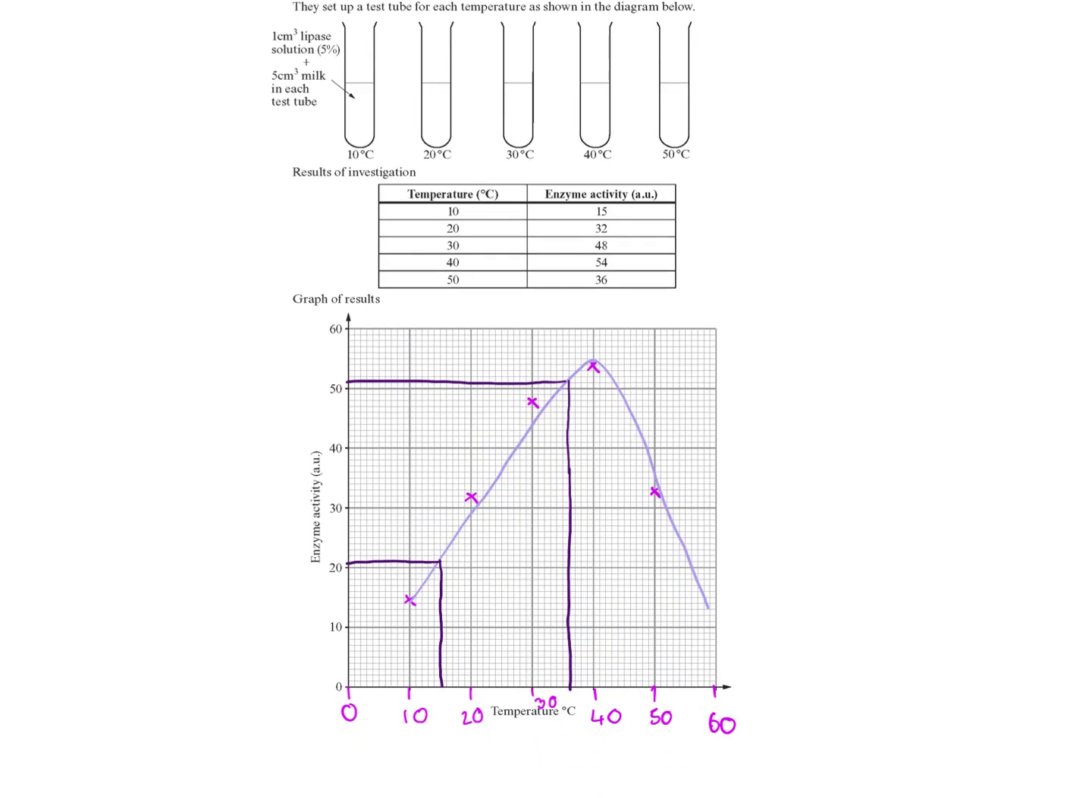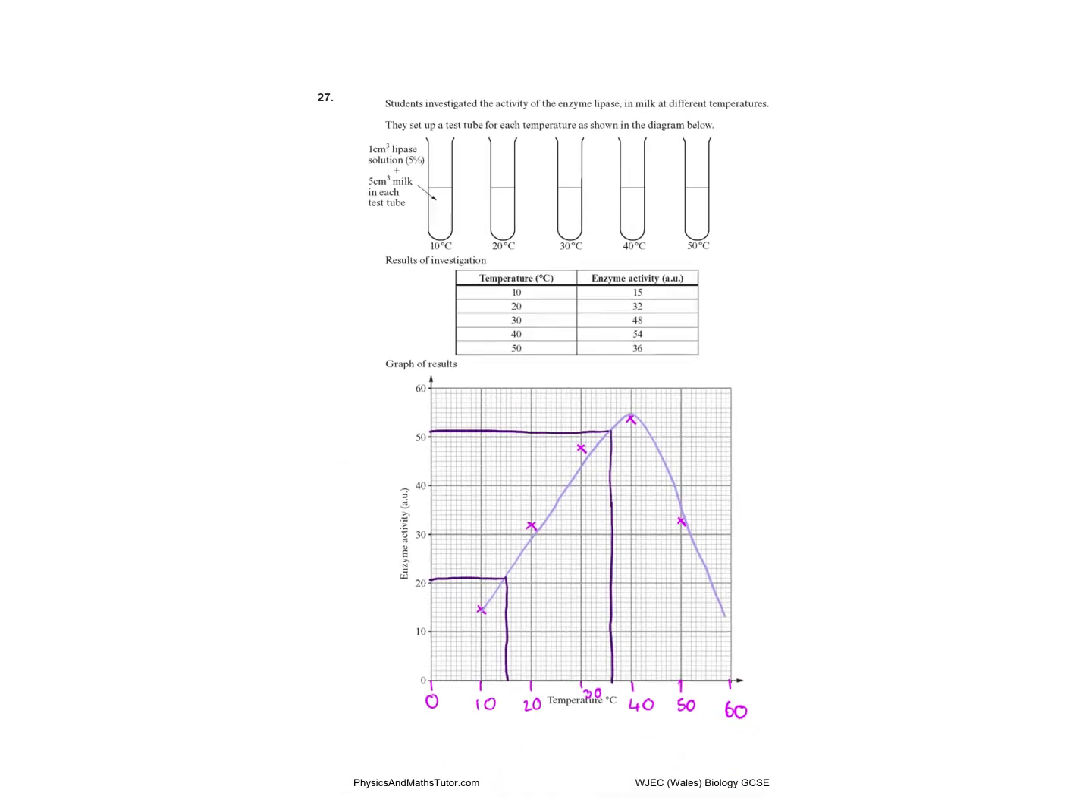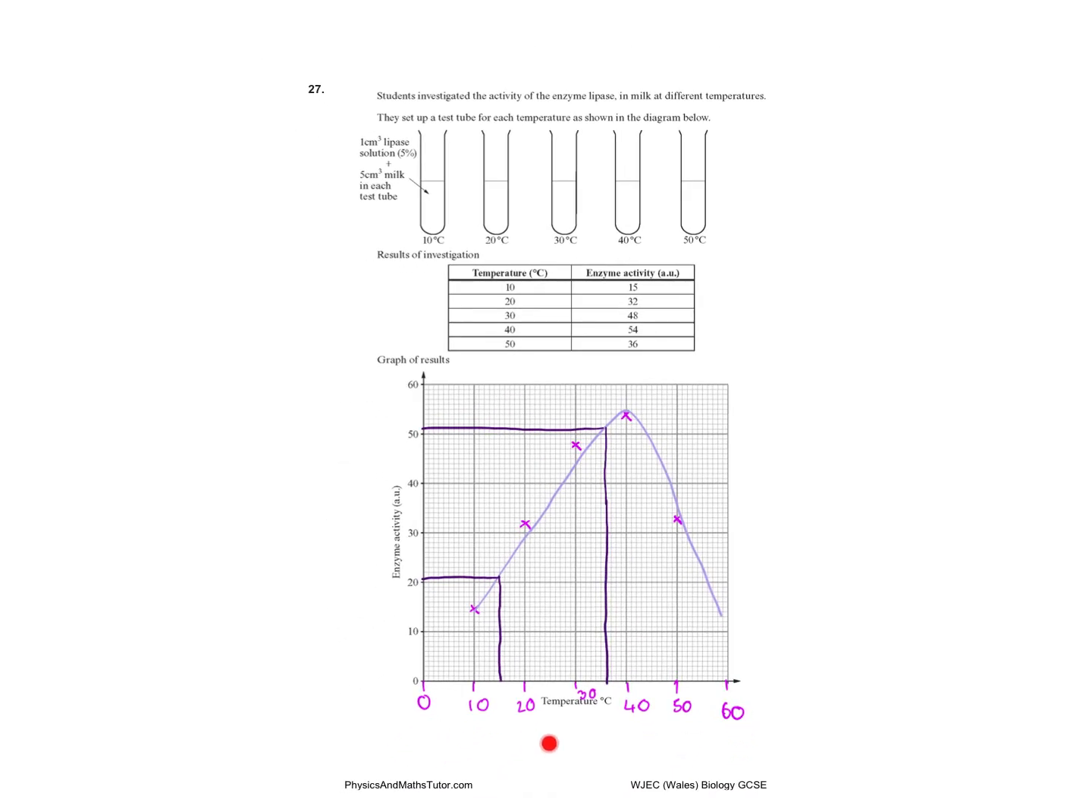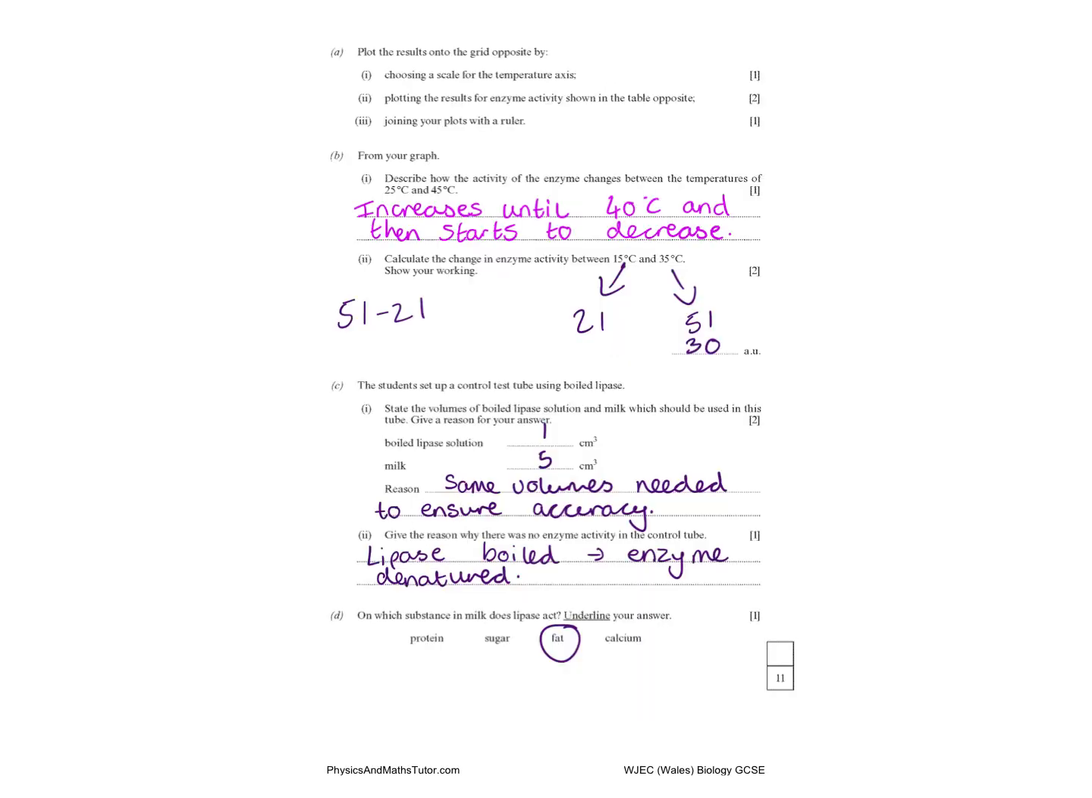Again, another graph. You had to plot an axis down the bottom and plot the points. This one was one where you had to do it on your own, and again you had to extract information from the diagram. There are the marks for that. Describe how enzyme activity changes. It increases until 40, it then starts to decrease. Another question again where you were getting the information from the graph and taking them away from each other.